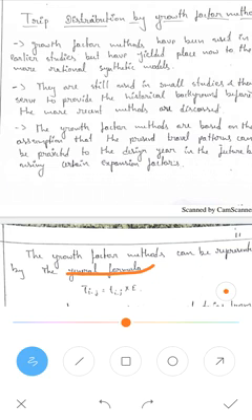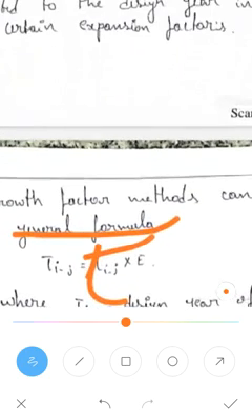Capital Tij is equal to small t ij into E. Here capital Tij is the design year number of trips from zone i to zone j, small tij is the observed base year number of trips from zone i to zone j, where capital E is the growth factor.